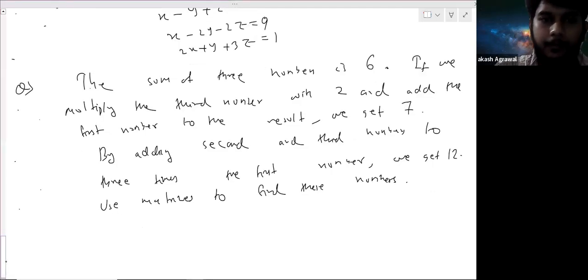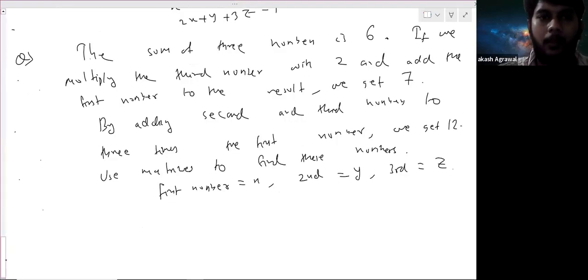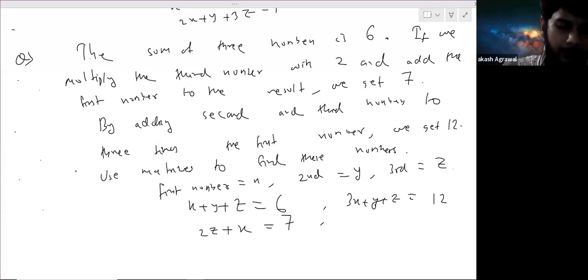Doing it, everyone? Here they're saying the sum of the three numbers is 6. So x plus y plus z equals 6. Multiply the third number by 2, add the first number, I get 7. 3 times the first number plus the second number, 3x plus y. What is the answer? Yes, sir. x is equal to 3, y is equal to 1, z is equal to 2. Okay. Yes, x equals 3, y equals 1, z equals 2. Correct answer. Okay.